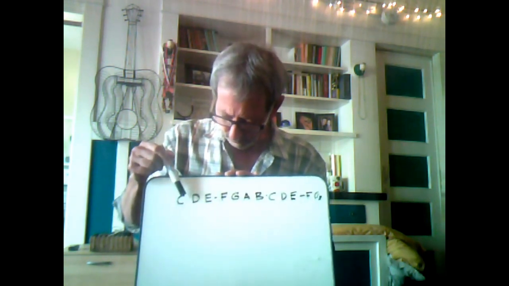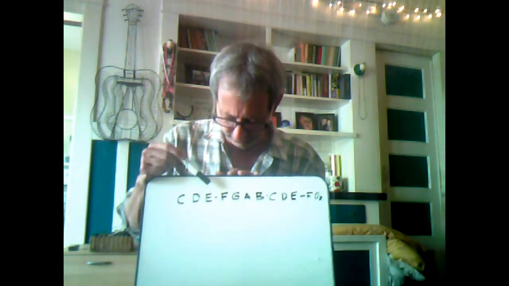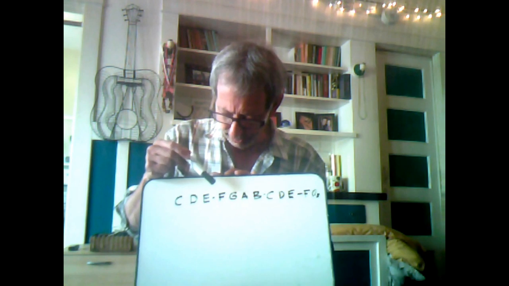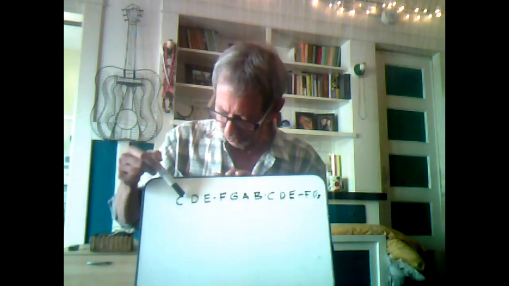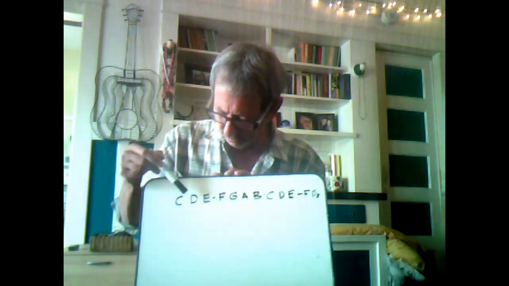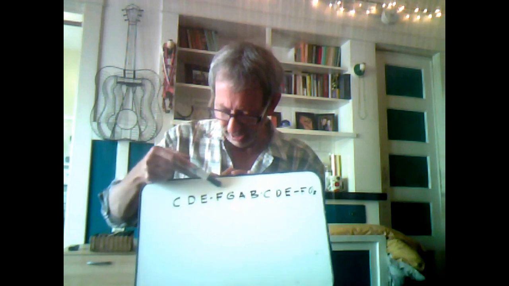Now, we talked about inverted intervals. Now we start reaching that territory. Once we get past the tritone interval, you can start to do inversions. So in other words, we had C to E. Let's start with the fourth. We had C to F.